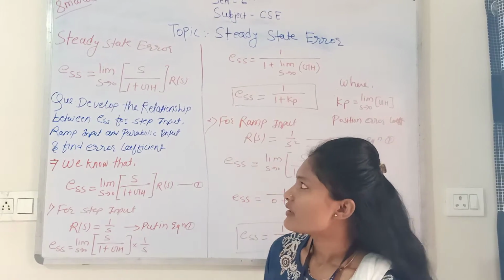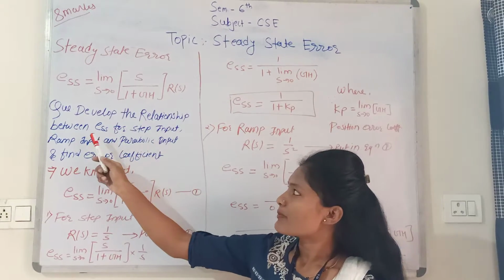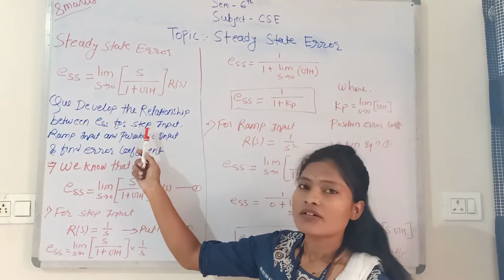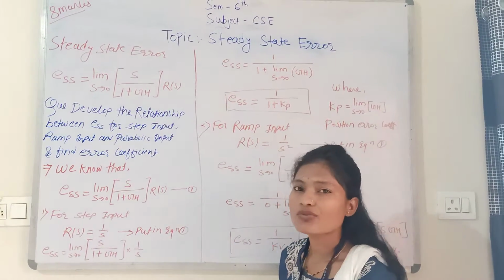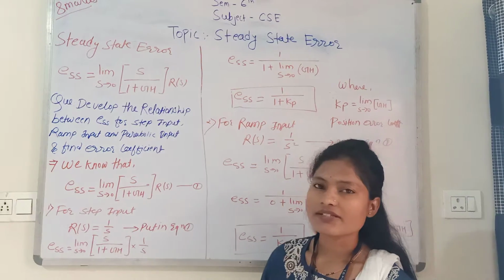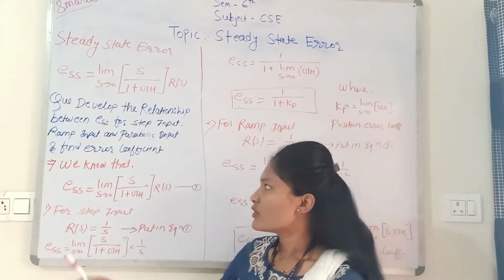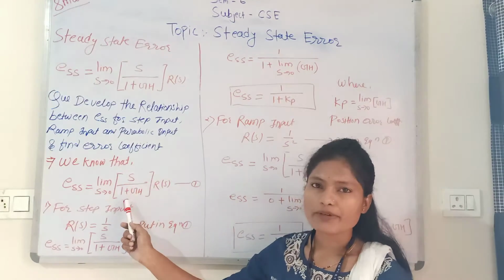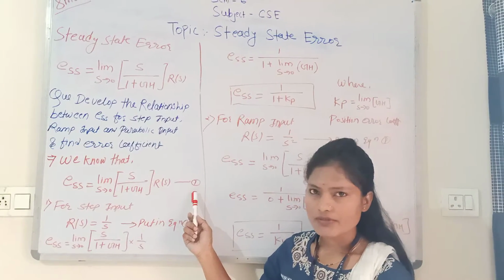Let us see the question asked in the university question paper: develop the relationship between steady state error ESS and the three inputs, that is step input, ramp input and parabolic input. So we have to find the relation between the ESS and all these three inputs. We know that ESS is limit S tends to 0 of S upon 1 plus GH into R of S. We consider this as equation number 1.